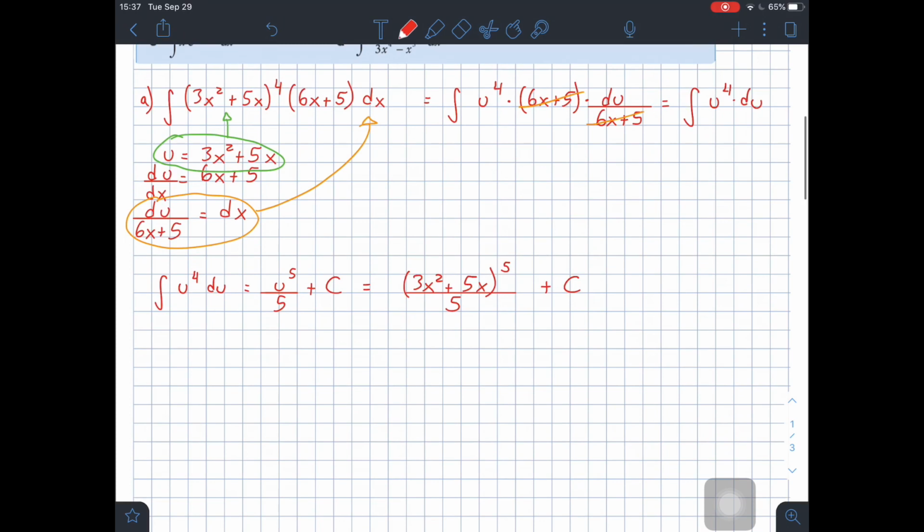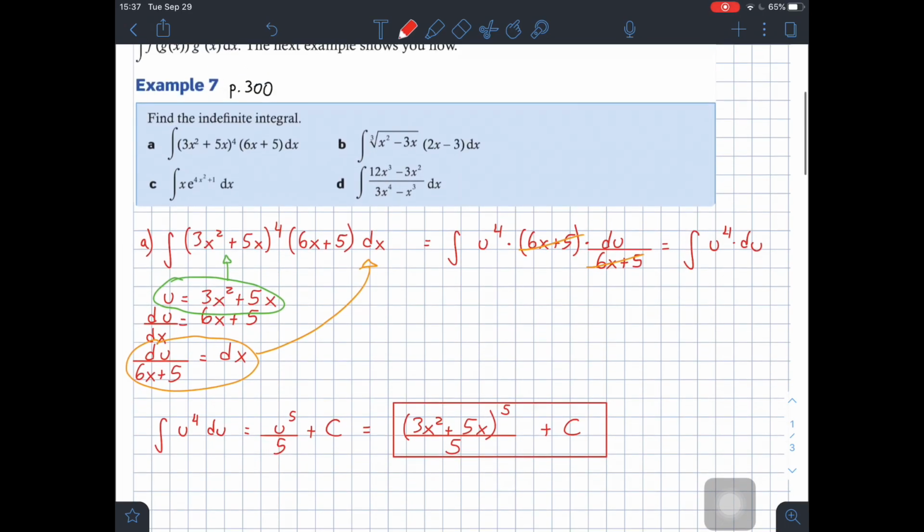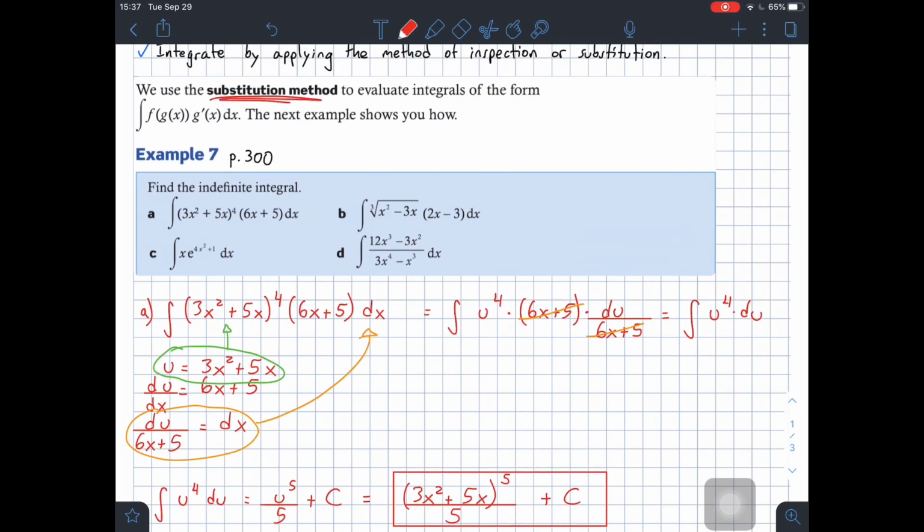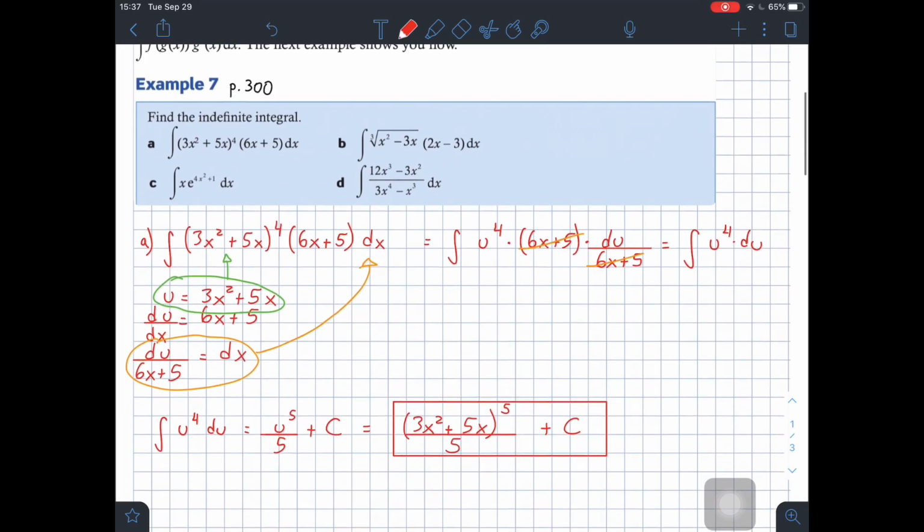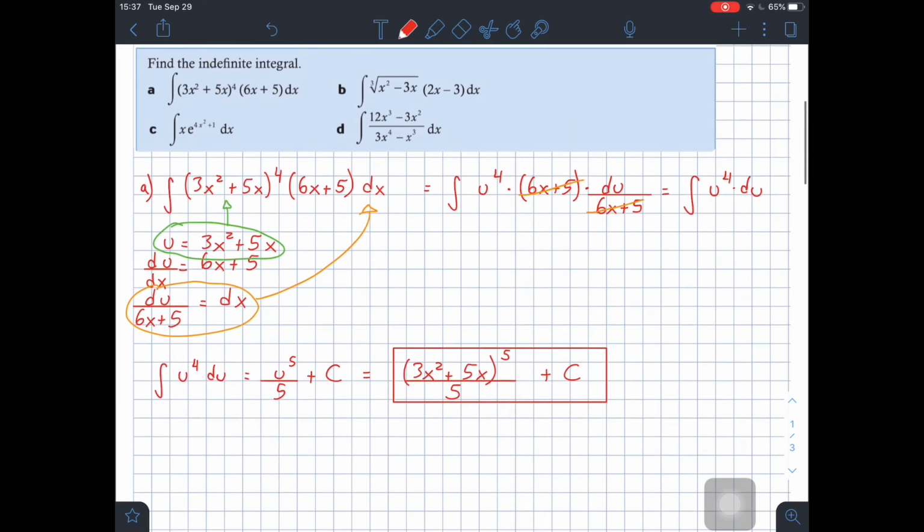And this would be our final answer for this particular integral. So you see that in this case, there was no other option, we had to apply the substitution method in order to be able to find the integral. Or else we wouldn't be able to find the integral of this expression over here.